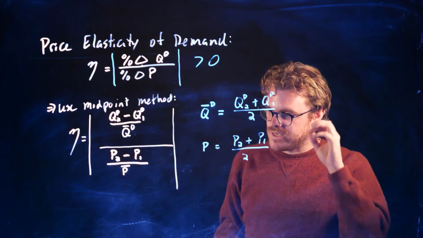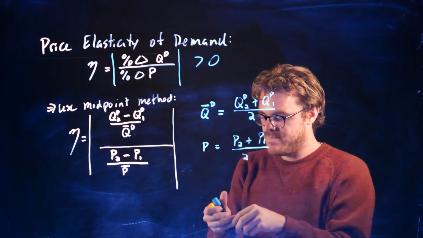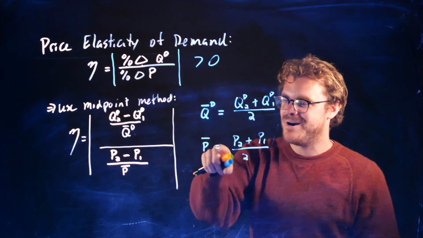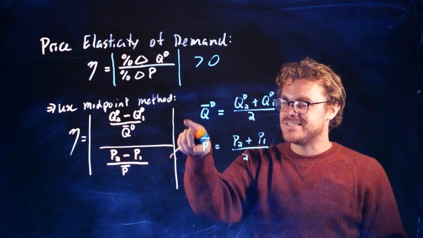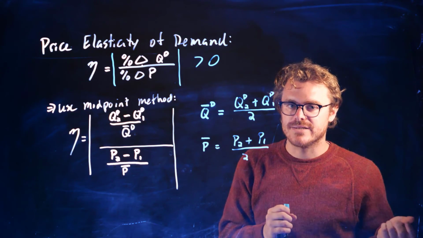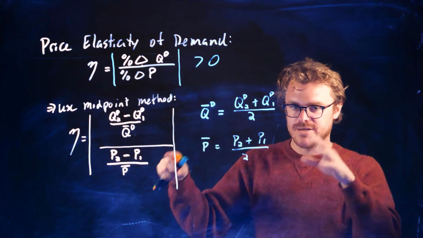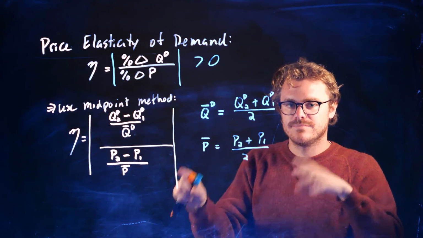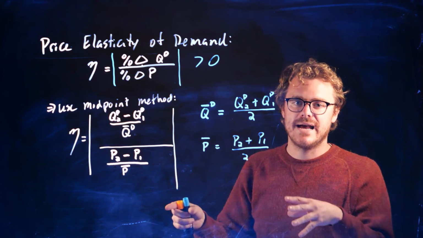So it's important that we're all using this same method. I need a bar on there. It's important that we're all using this same method, otherwise we'll get different answers. So we always are going to use the midpoint method in Econ 111 or 110 at Queens.